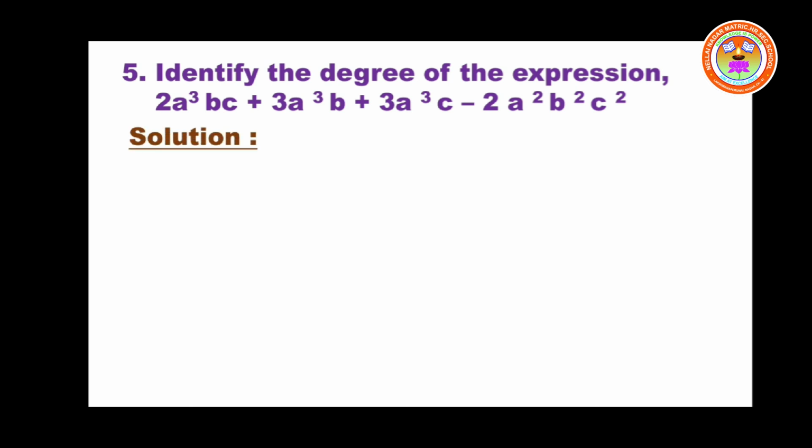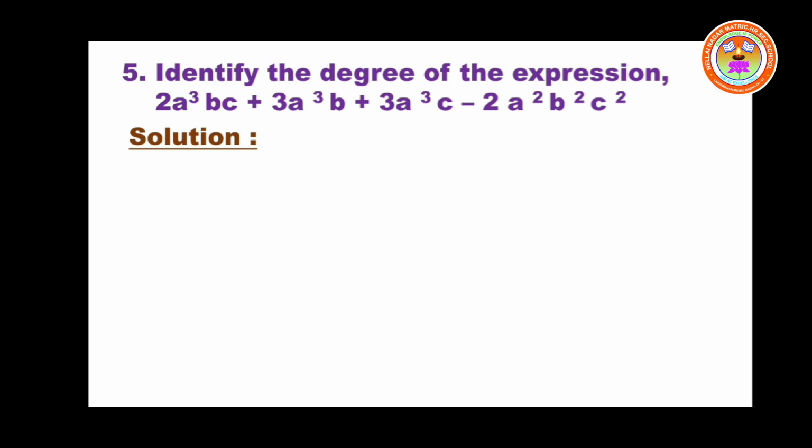The first term you have a to the power of 3, b to the power of 1 and c to the power of 1. So when you add all the degrees, your degree is 5. 3 plus 1 plus 1, 5. Second term, you take a power of 3, b power of 1. So 3 plus 1, 4. Third term, you take a power of 3 and c power of 1. So 3 plus 1, again 4.